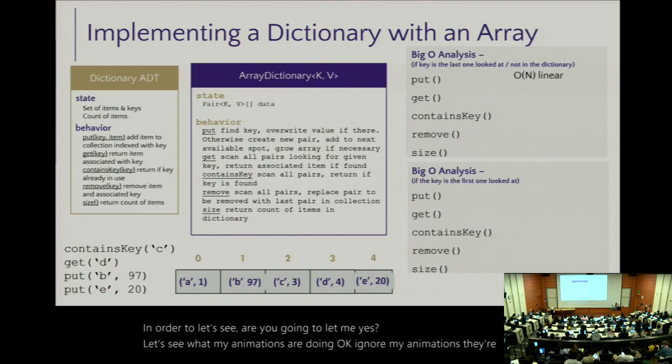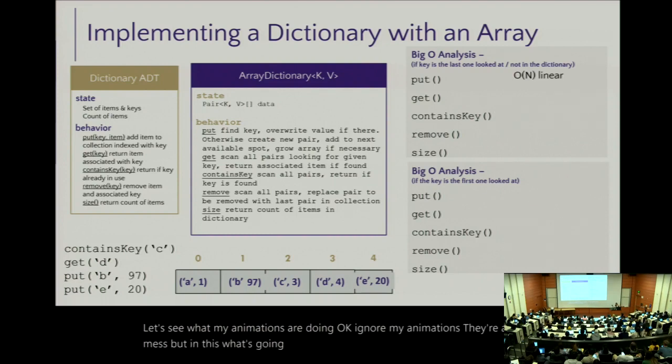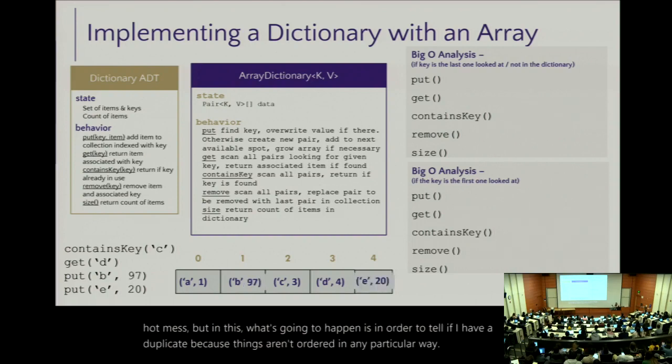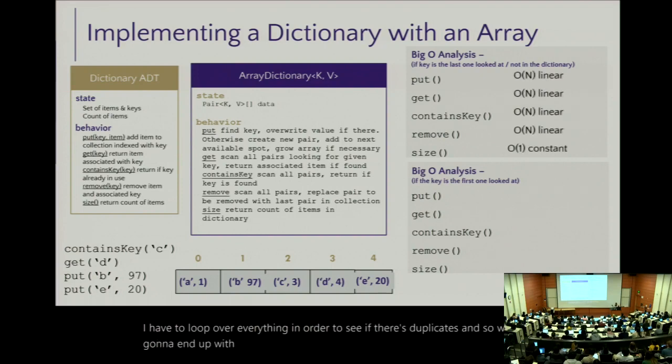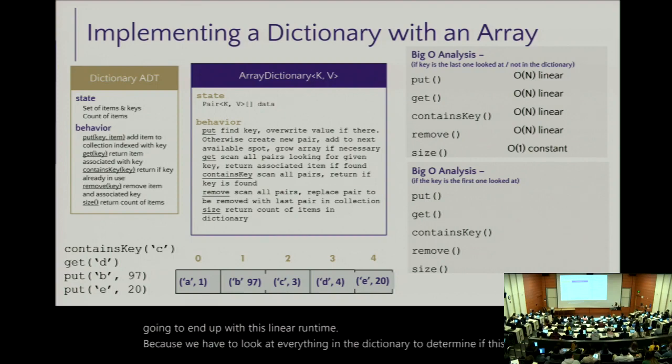But in this, in order to tell if I have a duplicate, because things aren't ordered in any particular way, I have to loop over everything to see if there's duplicates. And so we're going to end up with this linear runtime because we have to look at everything in the dictionary to determine if this is a duplicate before we add anything new.